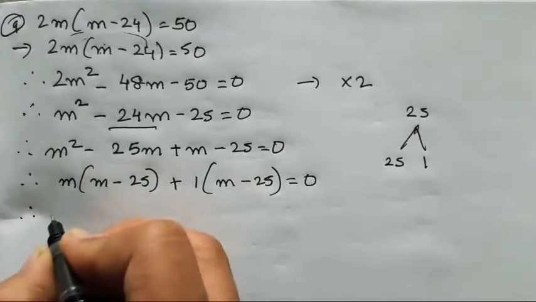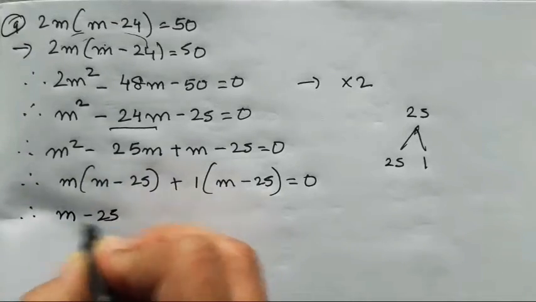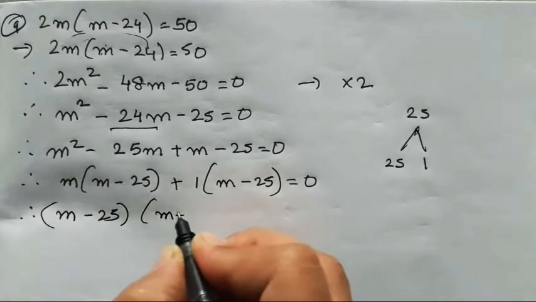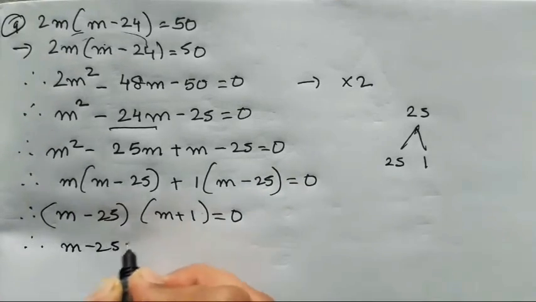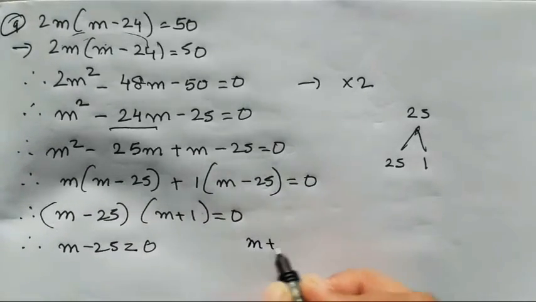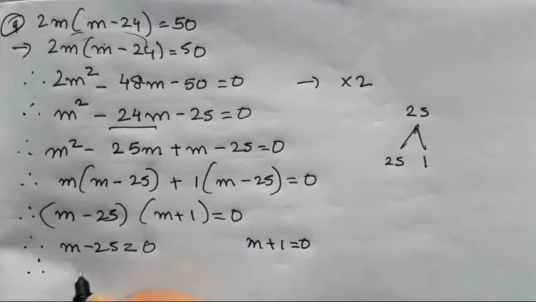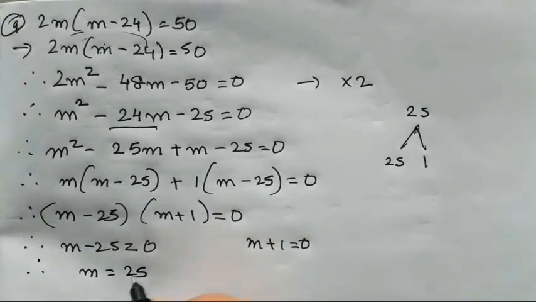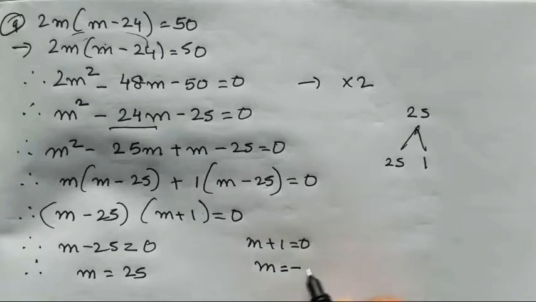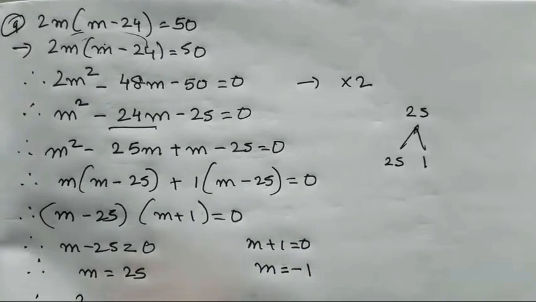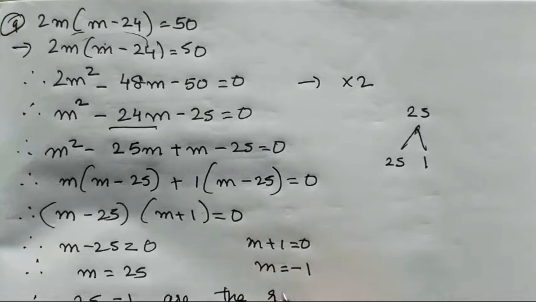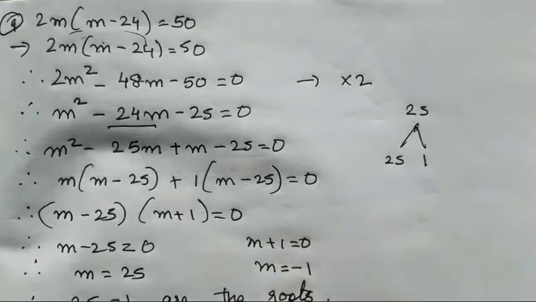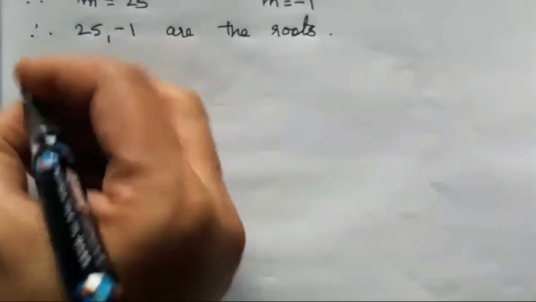So therefore m minus 25 and m plus 1 is equal to 0. Therefore, m minus 25 is equal to 0 and m plus 1 is equal to 0. Therefore, m is going to be 25 and m is going to be minus 1. Therefore, 25 and minus 1 are the roots. Let's move on to the 10th sum.